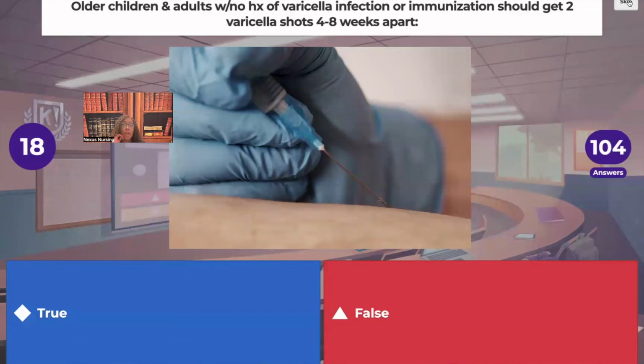Come on, guys. There's over 150 people on this Kahoot. I need more people to answer.